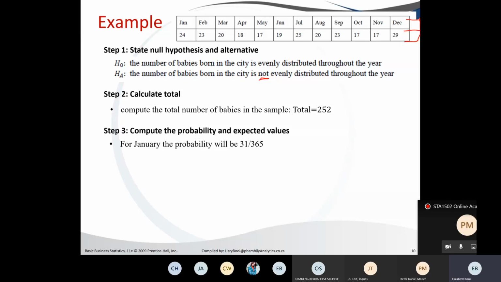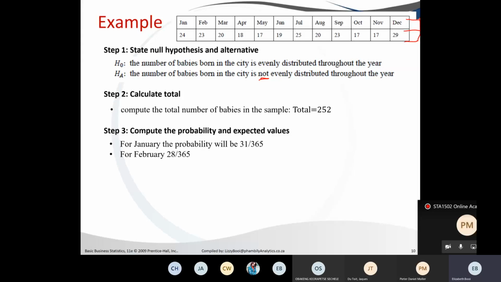So January has 31 days out of 365. That will calculate my probability. And we do the same for February, which has 28 days. We're not counting the leap year. Let's say that year 2015 was not a leap year, so it has 28 days out of 365. You do the same with March, which has 31 days. So the probability will be 31. Let's get the right probability.